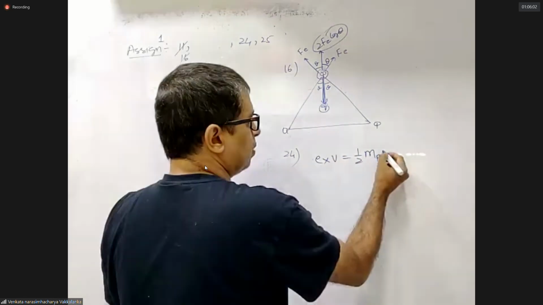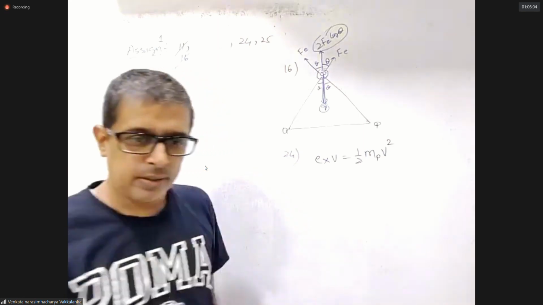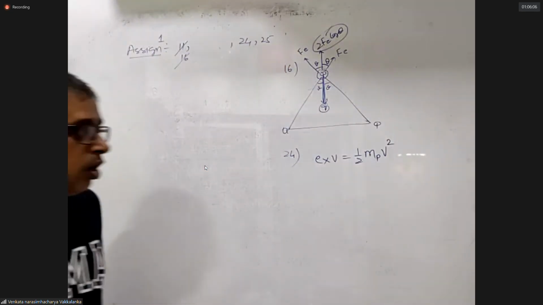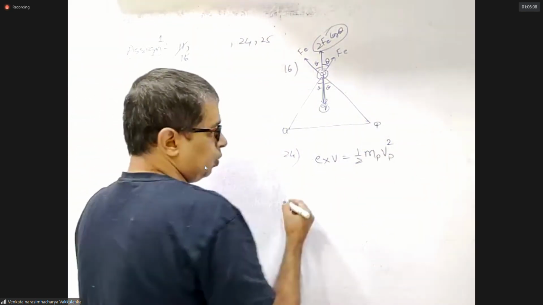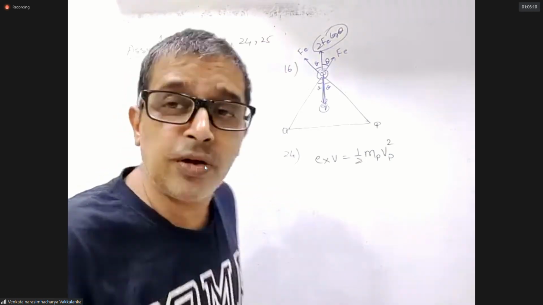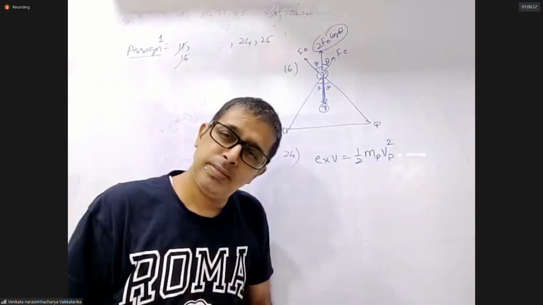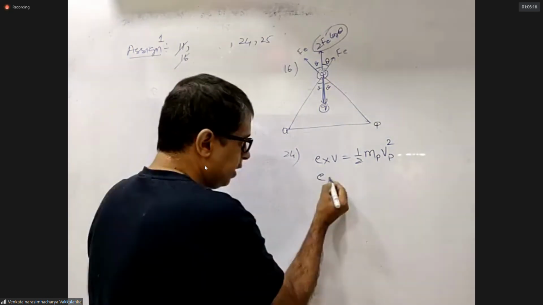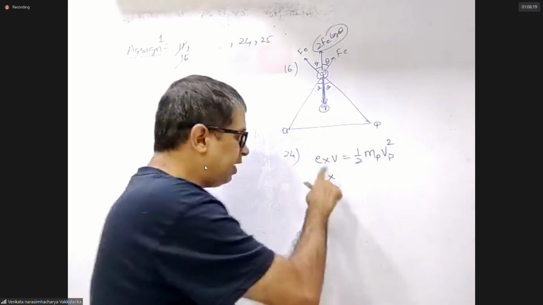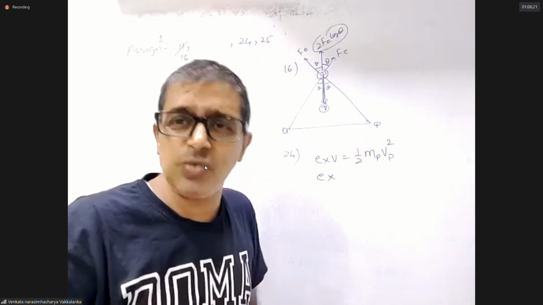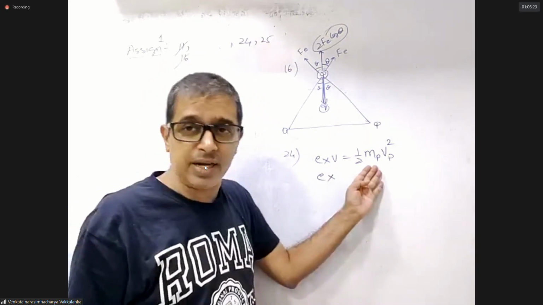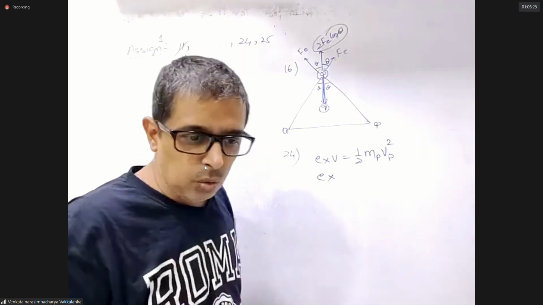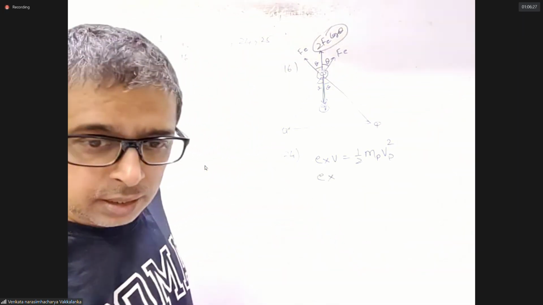Half mass of the proton into v square gives their velocity, the velocity of the proton. What is the charge of a deuteron? Plus e. It is work done. Charge into V is work done. That's why I'm equating it to kinetic energy. e into what is the potential? V.